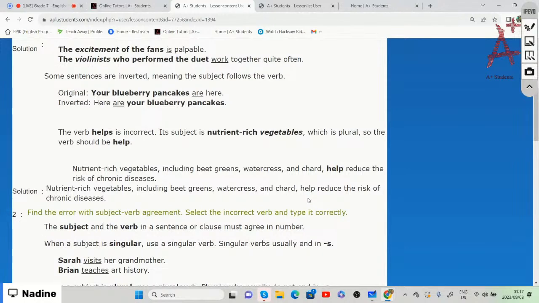So if we correct it, we say that the verb helps is incorrect, right? And its subject is nutrient-rich vegetables. In this case, the subject is nutrient-rich vegetables, which is plural, right? So the verb should be help. We don't say helps to reduce, we say help to reduce the risk of chronic diseases.